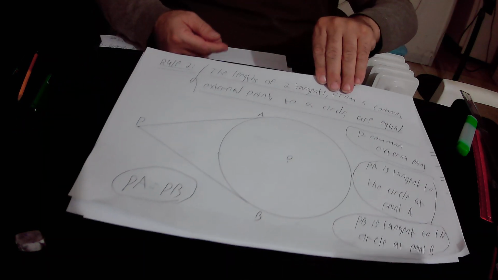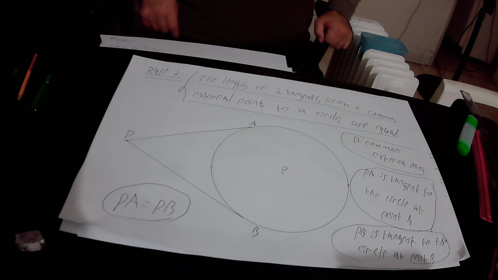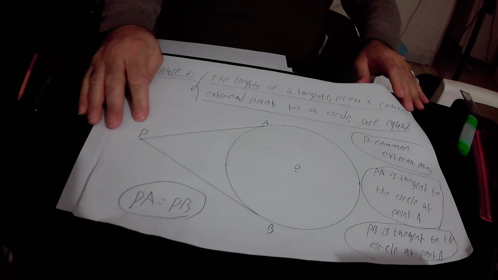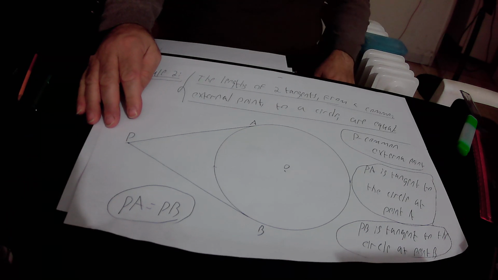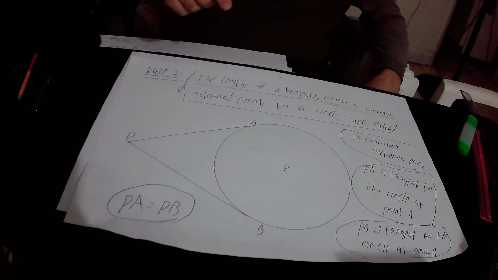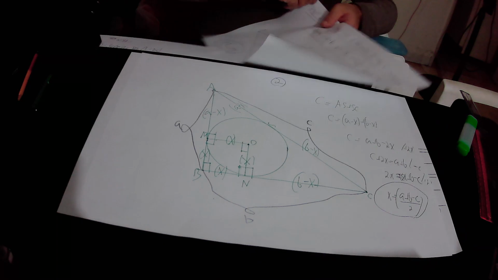According to rule number 2, the lengths of two tangents from a common external point to a circle are equal. We have the common external point P. From this common external point P, we have two tangents to the circle, tangent PA and tangent PB. According to rule number 2, PA equals PB. You can implement rule number 2 in our drawing.